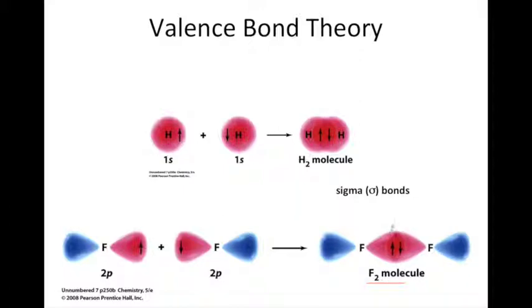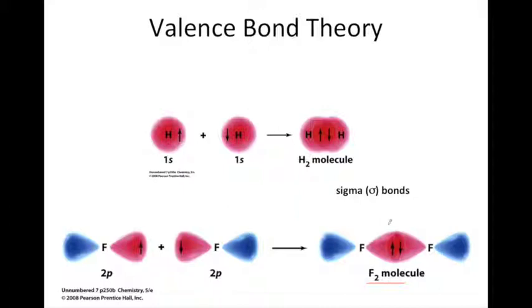The covalent bond again is formed by the overlap of the two atomic orbitals, and the pair of electrons is shared in the region of overlap. You can see again the electrons have opposite spins, and they're in the region where the two atomic orbitals overlap. So here we have another covalent bond.